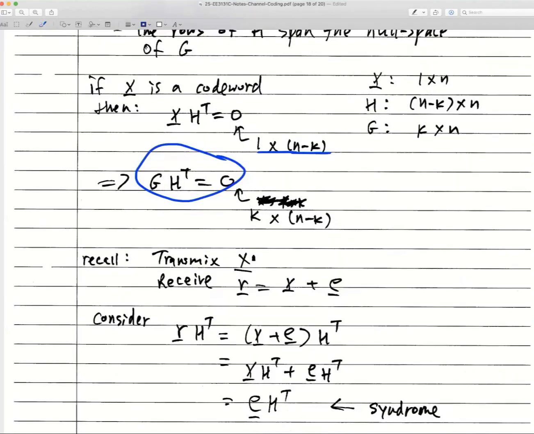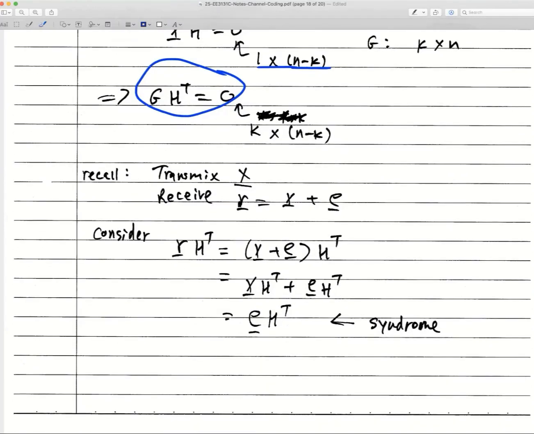Okay, let's try to understand. I'm going to come down here. So I'm transmitting X, right? It's a vector of length n. Let's say I receive something noisy.